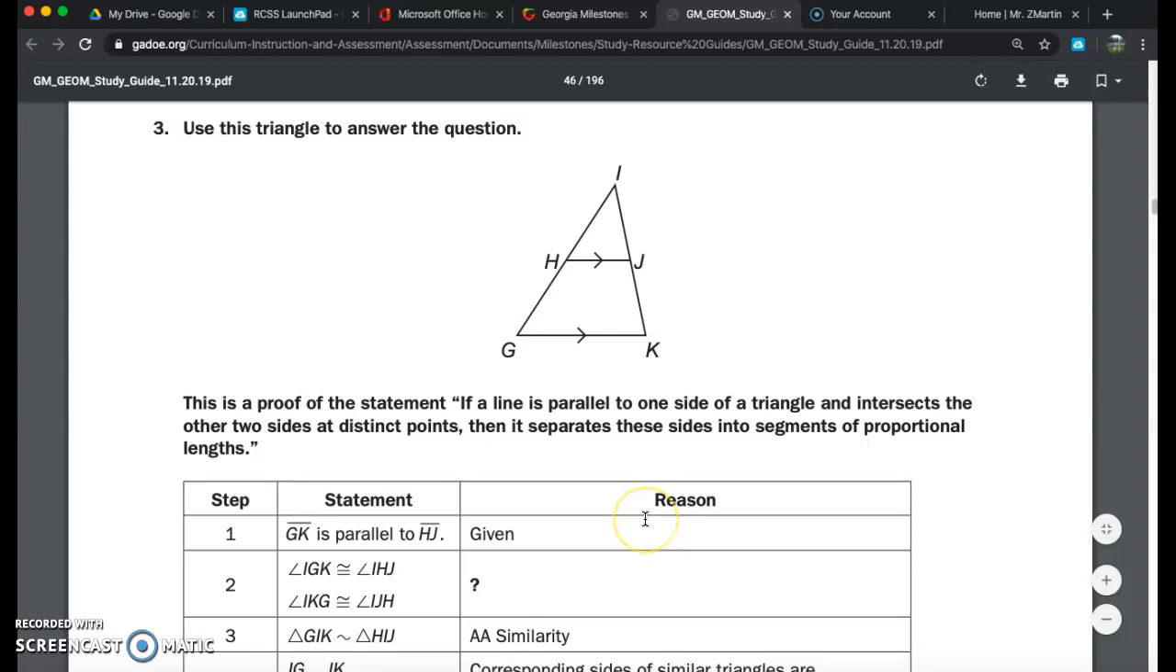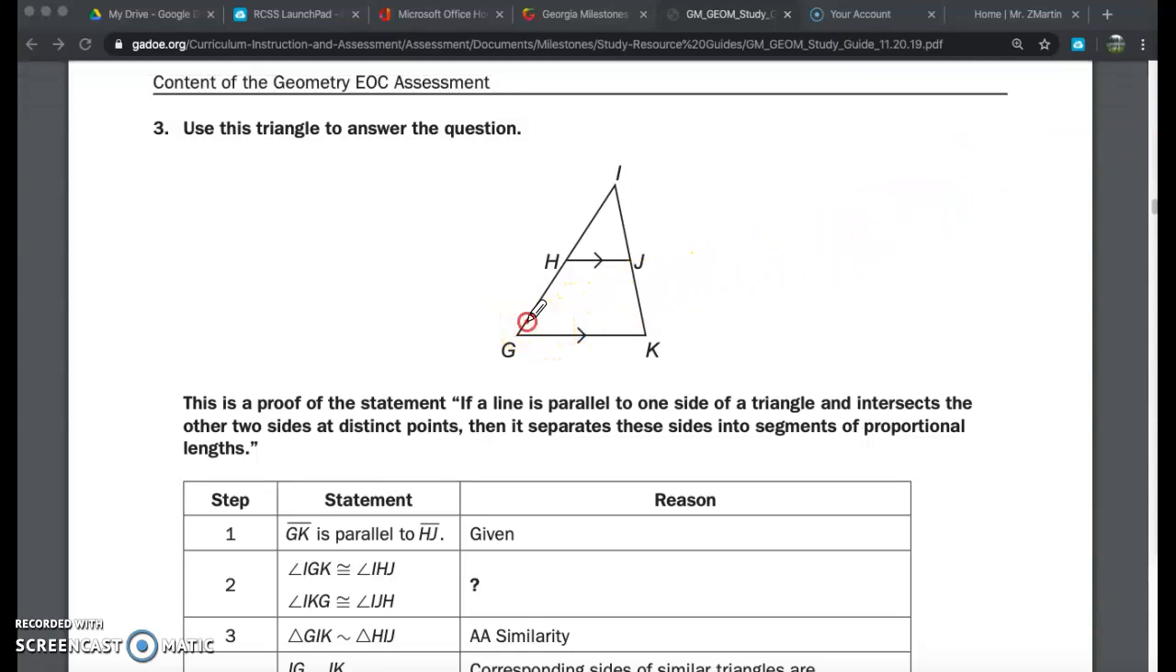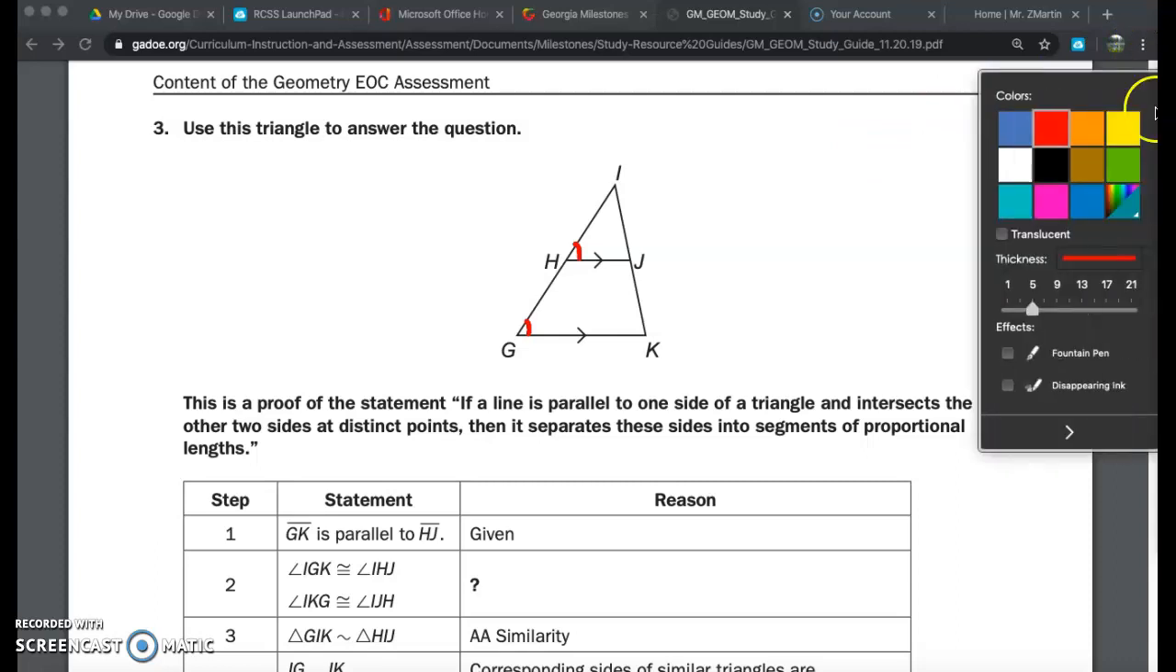Well, if we look at angle IGK, that's this angle here in red. And then we have angle IHJ, that's this angle here. Then I'm going to change colors. And we've got angle IKG. I'll use two markings there. And then we've got angle IJH. Why are these angles, the angles in red and then the angles in blue, why are they congruent?